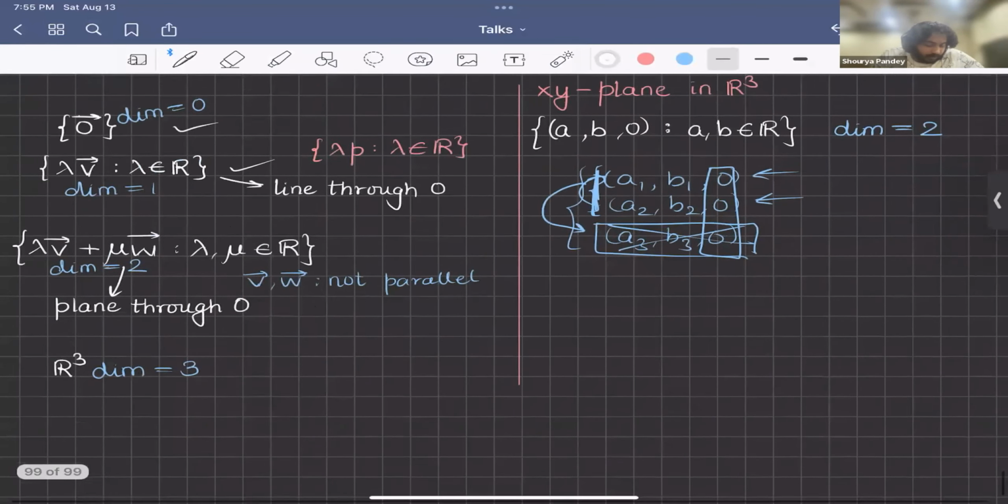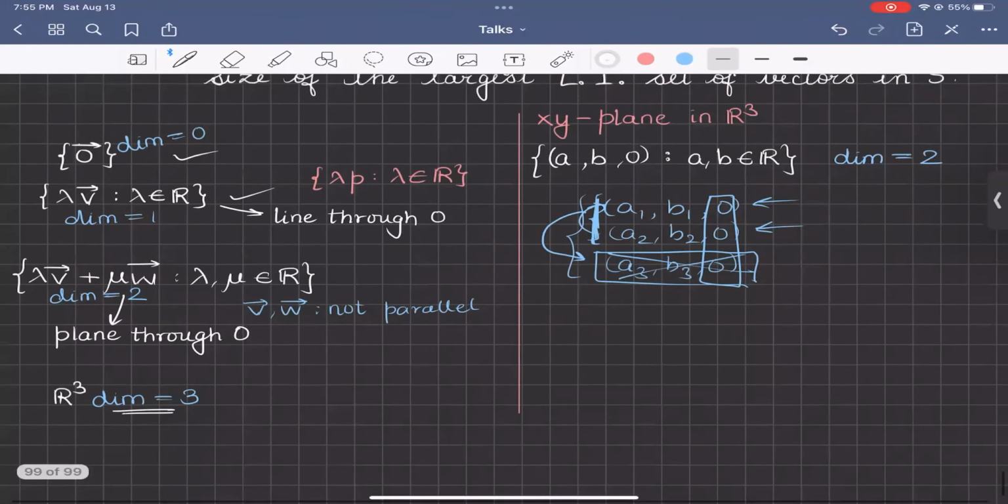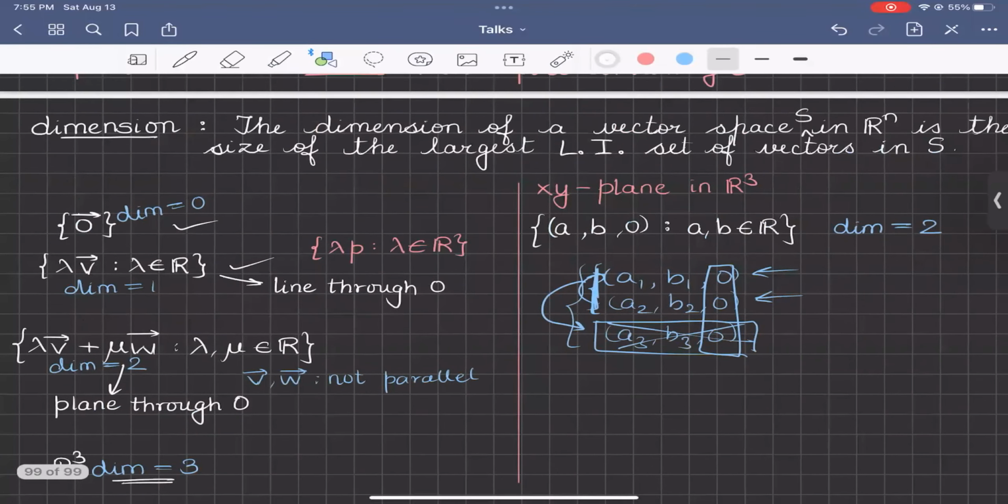Okay. Well, I mean, we should technically show this, but I'll just skip that part. For the zero vector, why isn't the dimension 1?